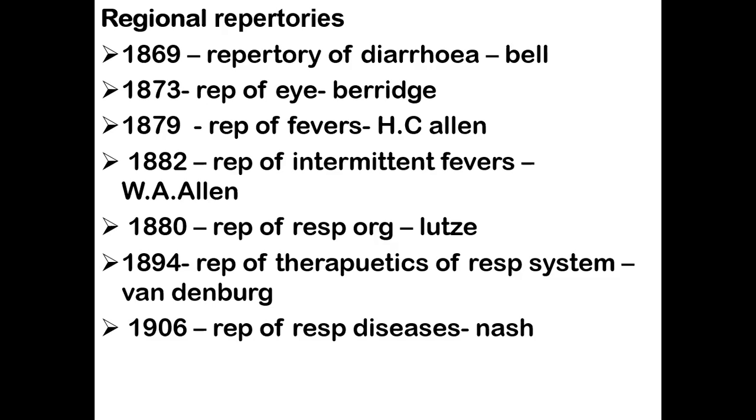So from the starting, 1880, Repertory of Respiratory Organs. Then after respiratory organs, there is therapeutics of respiratory system. And after therapeutics, there is Repertory of Respiratory Diseases given by Master Nash.